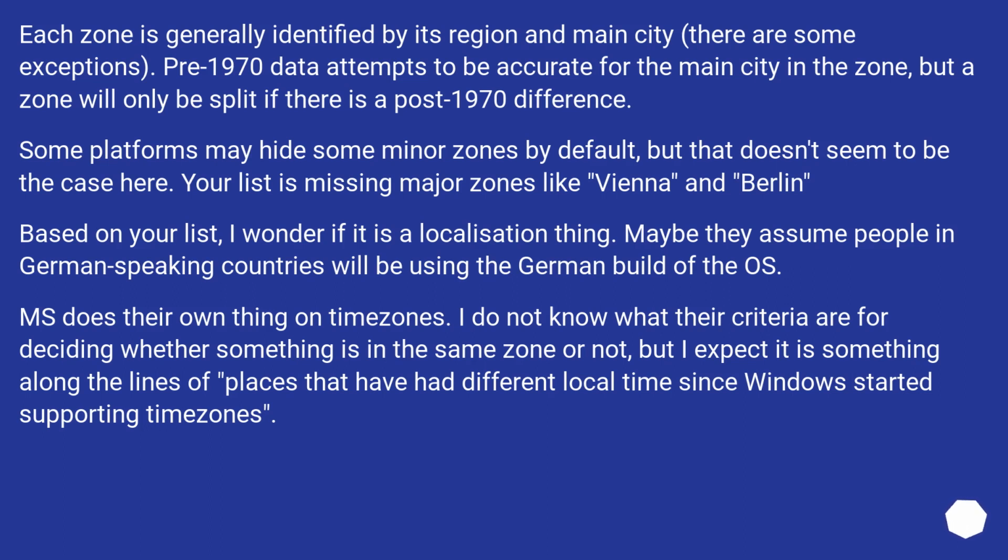Pre-1970 data attempts to be accurate for the main city in the zone, but a zone will only be split if there is a post-1970 difference. Some platforms may hide some minor zones by default, but that doesn't seem to be the case here. Your list is missing major zones like Vienna and Berlin. Based on your list, I wonder if it is a localization thing.